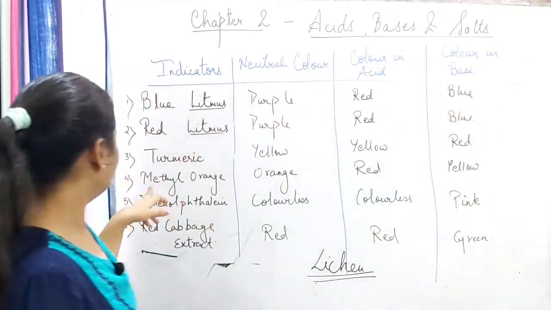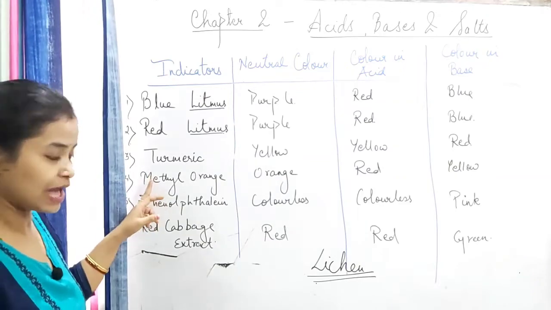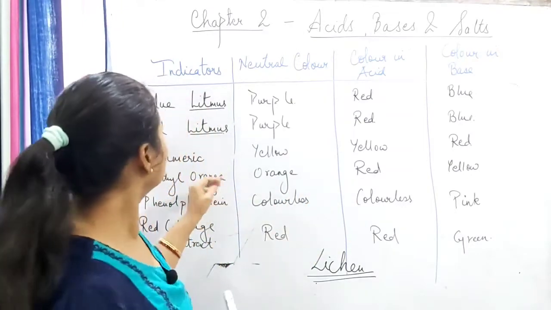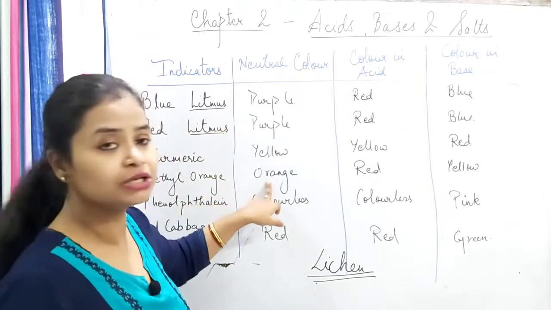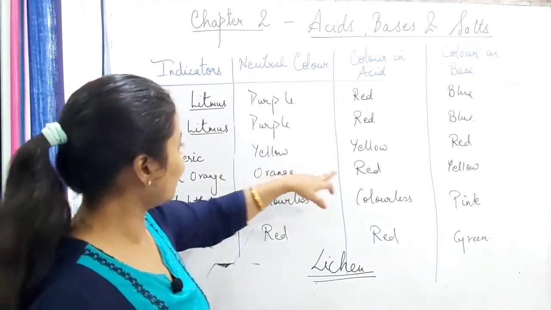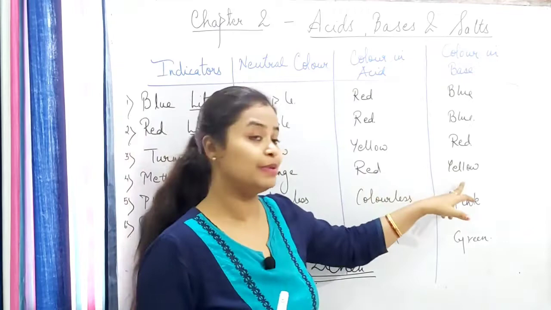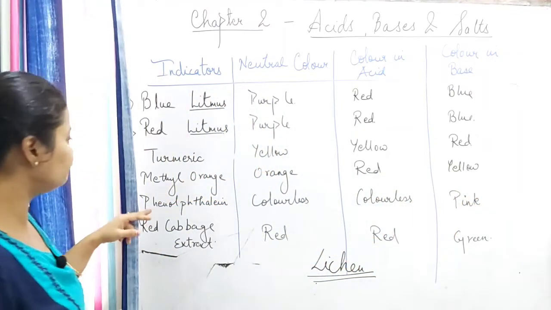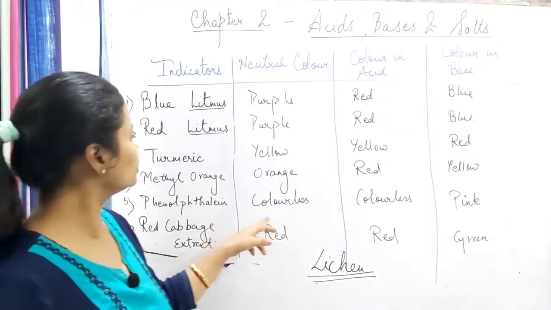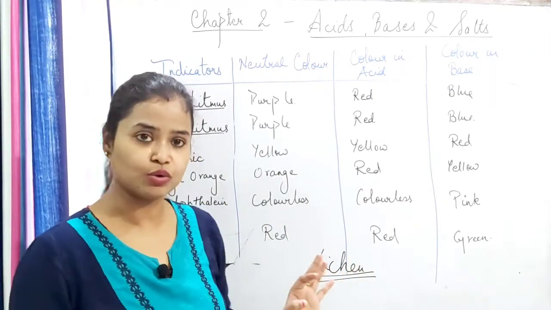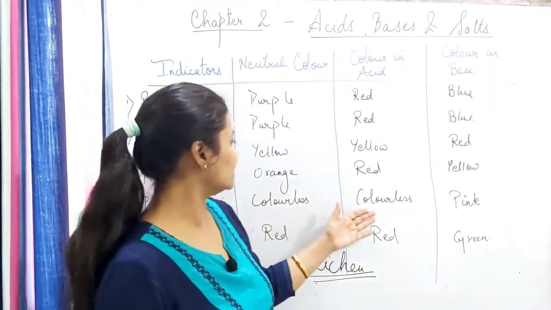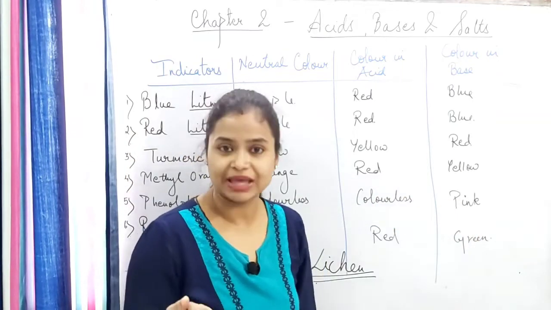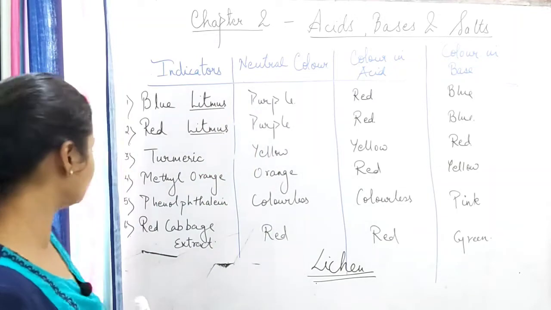Fine. Then methyl orange. As I told you, methyl orange is a synthetic, artificial indicator. Its neutral color is orange, but in acid it turns red and in base it turns yellow. You need to remember these colors. Then phenolphthalein: its neutral color is colorless, no color, like water. In acid also it remains colorless, but in case of base it becomes pink.